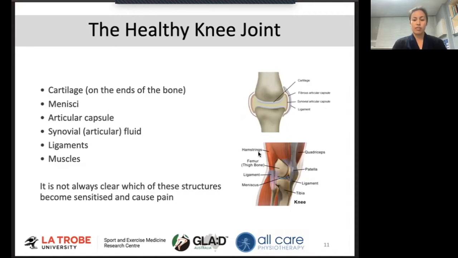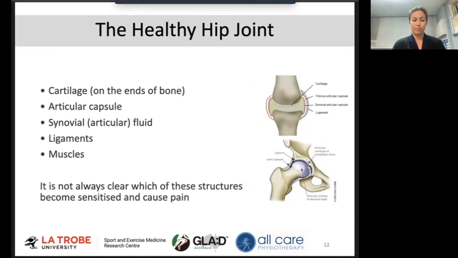Surrounding the knee joint is your joint capsule. And again, there's synovial fluid in that joint capsule, which helps to nourish the joint cartilage as we just discussed. There are also 4 main ligaments in your knee: your ACL, PCL, LCL, and MCL, and two main muscle groups that attach onto your knee, the quads at the front and the hamstrings at the back, which all contribute to the stability of your knee joint. Now, there are a lot of structures in your knee joint, and it's not always clear which of these structures become sensitized and cause pain when you have knee osteoarthritis.